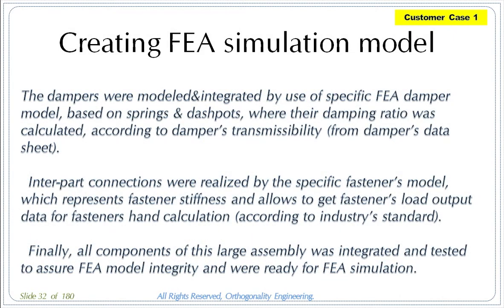Creating FEA simulation model. The dampers were modeled and integrated by use of a specific FEA damper model, based on springs and dash pots, where their damping ratio was calculated according to the dampers' transmissibility from the dampers data sheet. Inter-part connections were realized by a specific fasteners model, which represents fastener stiffness and allows getting fastener load output data for fasteners hand calculation, according to industry standard.